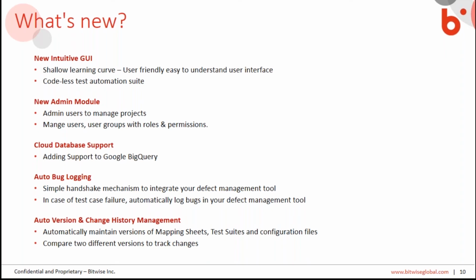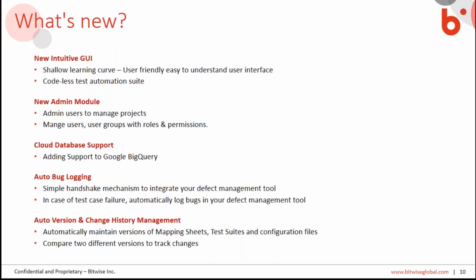We have a very important feature that comes now in the market, which is an automatic bug logging system. When we talk about end-to-end automation, why not let QualiDI log the bug automatically in case it finds any test case failing? So with a simple handshake mechanism, you can connect to your defect management tool, and as and when any test case fails, QualiDI can log these bugs.